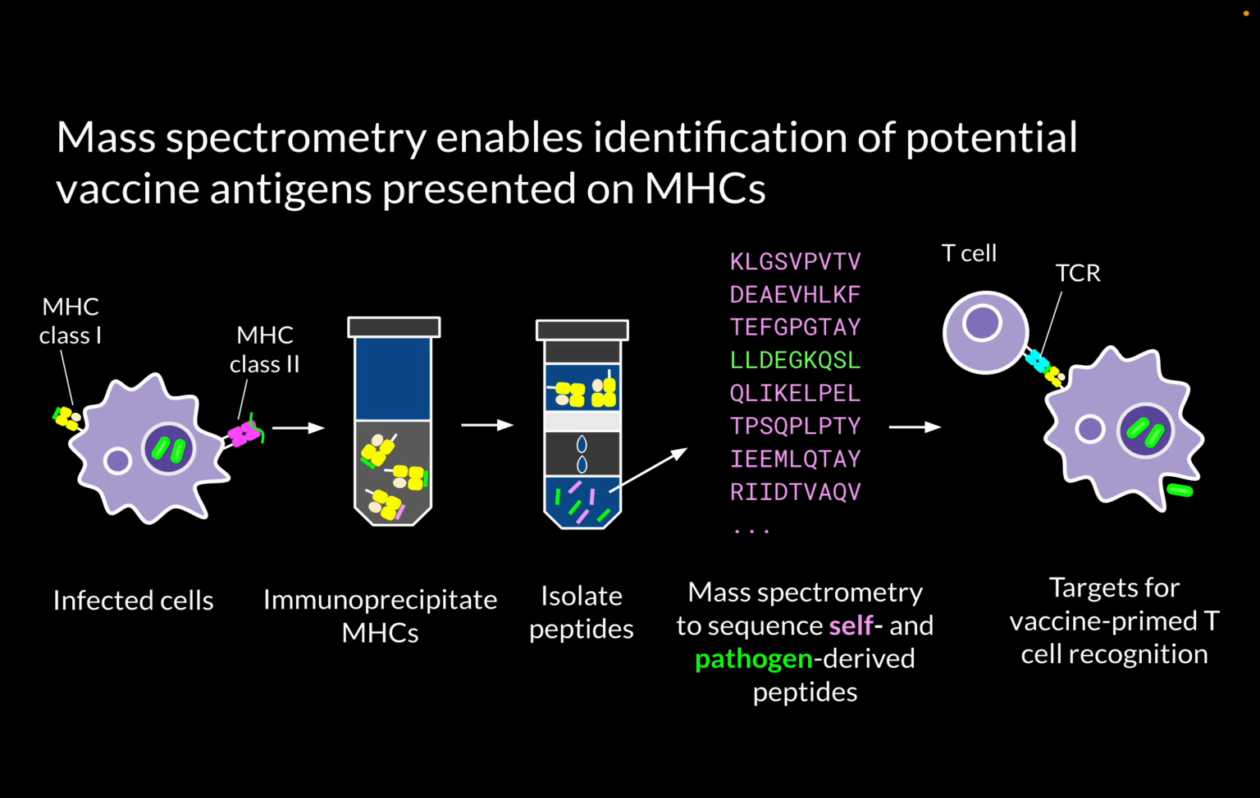Mass spectrometry-based immunopeptidomics provides a proteome-wide strategy for discovering antigens that are presented on MHCs by cells infected with a pathogen of interest and could be recognized by T cells to confer protective immunity. We've previously applied this strategy to identify potential antigens for vaccines against tuberculosis, a bacterial infection caused by Mycobacterium tuberculosis, or MTB, that causes more deaths per year than any other human pathogen.